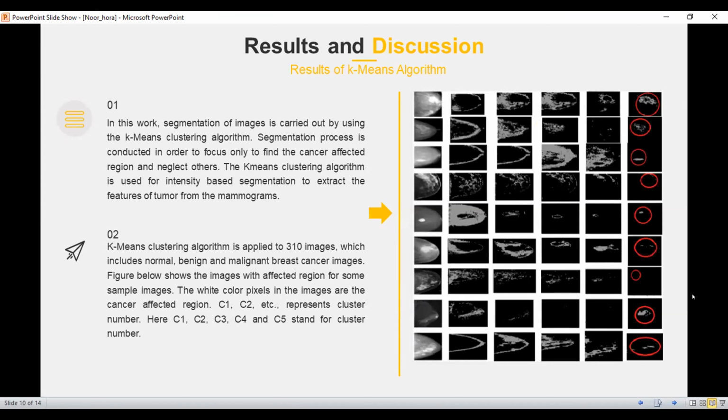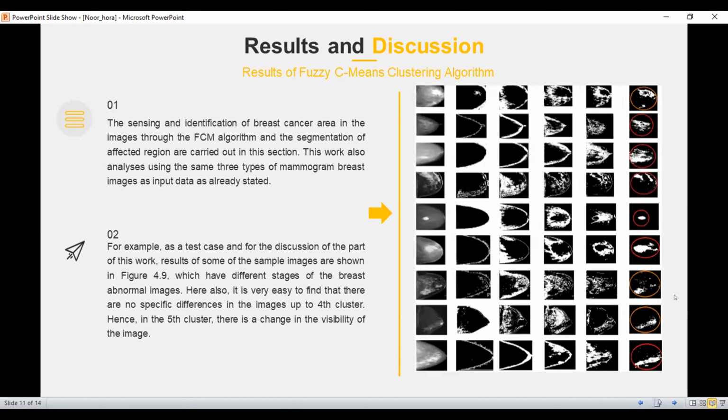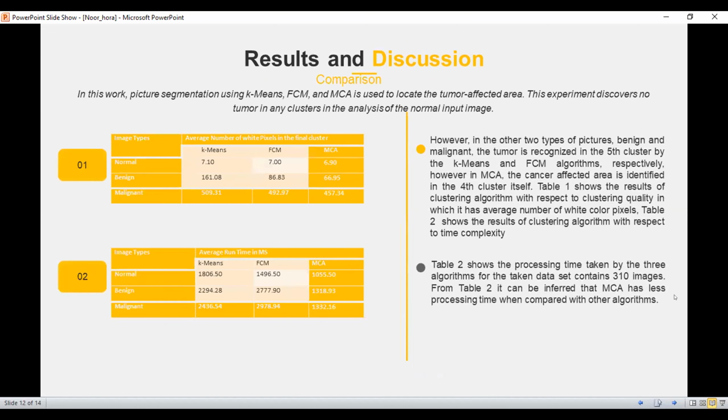The K-means clustering algorithm is applied to 310 images, which include normal, benign, and malignant breast cancer images. The figure below shows the image with affected region for some sample images. The white colored pixels in this image are the cancer-affected region. C1, C2 represent clustering numbers. Here, C1, C2, C3, C4, and C5 stand for clustering numbers. Table 1 and Table 2. Table 1, quality analysis of clustering algorithm.